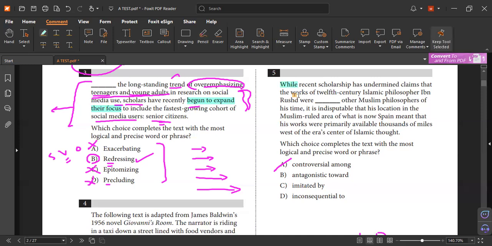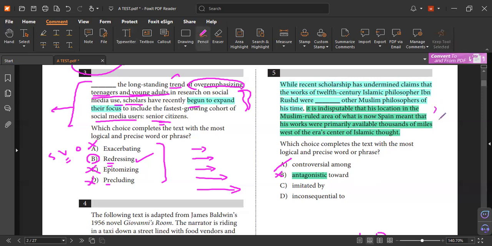So that means this clause is opposite to this clause in content. Yes or no? Yes. He said here while undermined claim that the works were what? And now it is opposite. He said it is indisputable. All right. His location in the Muslim ruled area meant that his works were primarily available thousands of miles away. That means he did not affect them because it was too far. He didn't mention antagonism at all, or that they are against each other, or they argue. So this does not make sense.